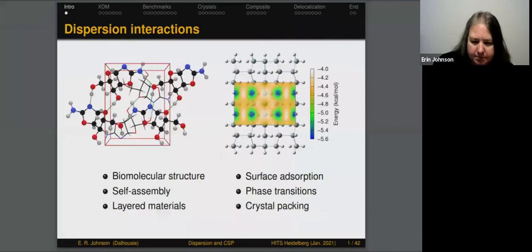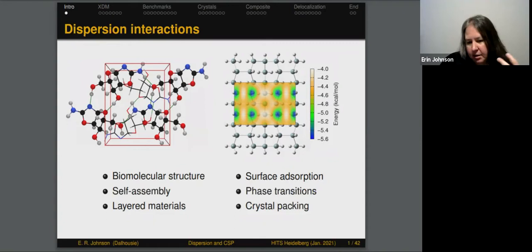So dispersion interactions are ubiquitous across chemistry and physics. They affect a diverse range of phenomena, such as determining the three-dimensional structure of biological molecules, such as proteins and DNA. They control molecular self-assembly, the interlayer interactions within layered materials, absorption of molecules onto surfaces, phase transitions within molecular crystals, and very importantly for the second part of today's talk, molecular crystal packing.